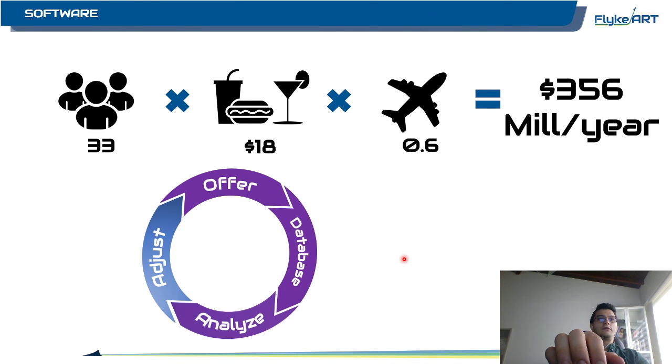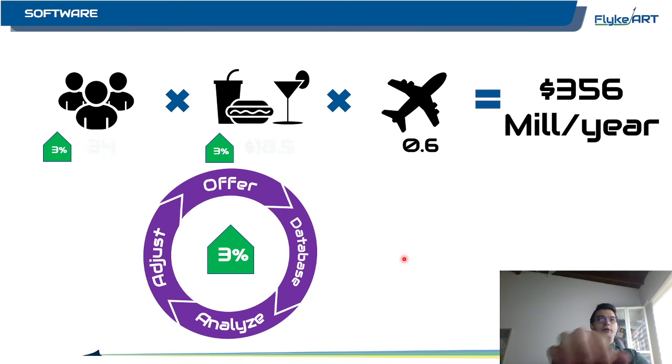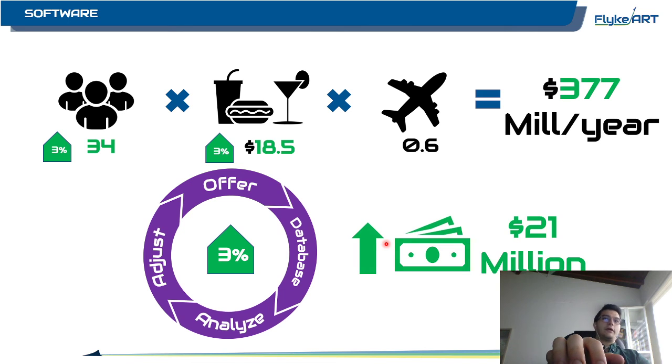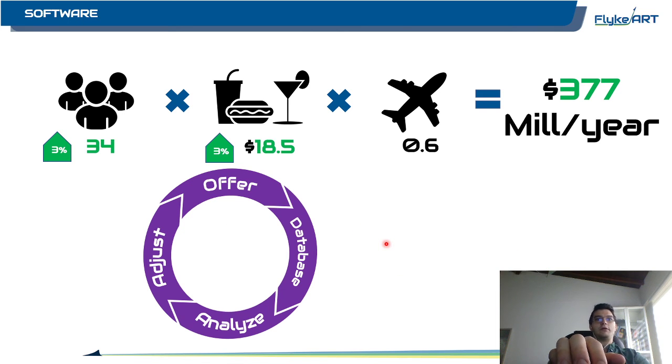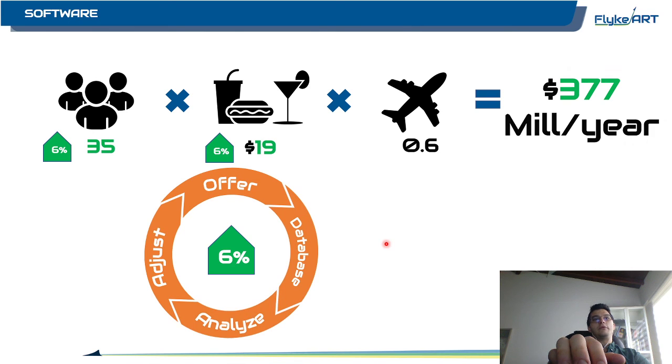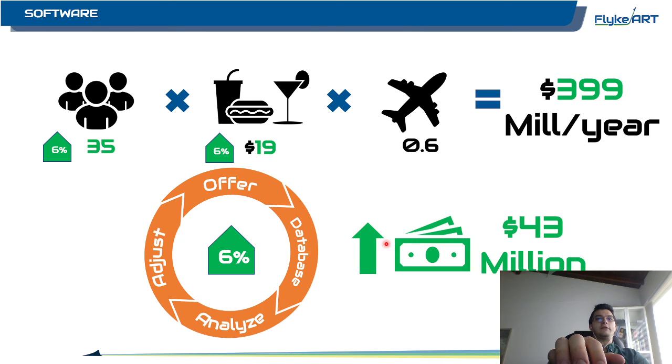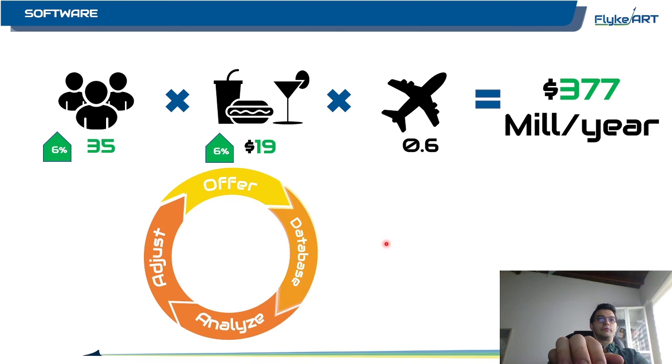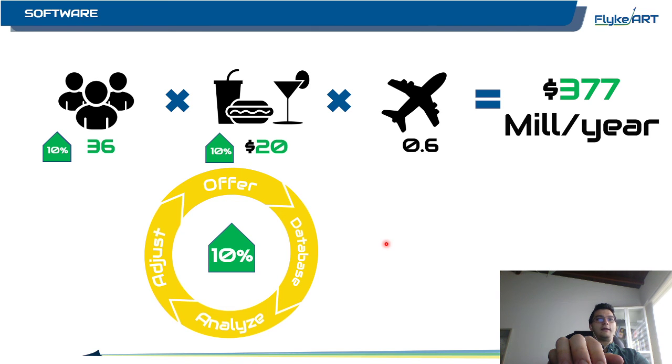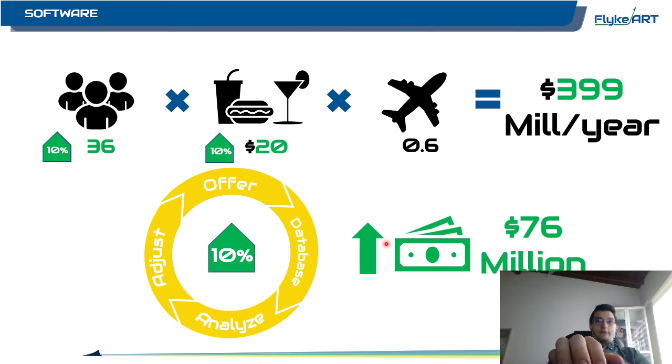So if we take a look into one of the cycles, if we run and we increase by 3%, these two things, both just a 3% increase in the number of purchases and the money spent per flight, then we could allow the airline to make 21 million in extra in-flight revenue. Now, if we run it again and it's 6%, then it's 43 million. If we run it again and it's 10%, it's 76 million.